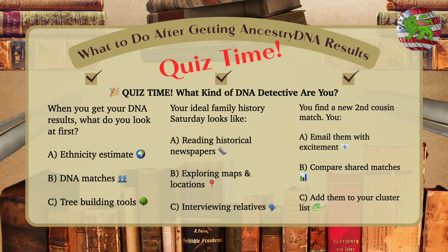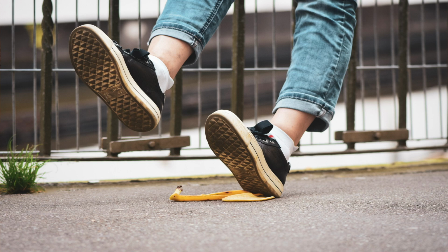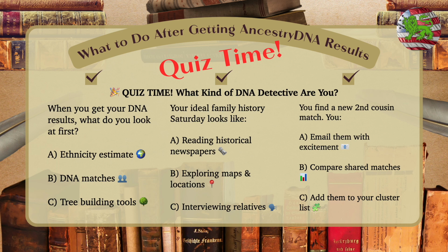All right, question 1. Actually, sorry, I'm only going to ask you 3 questions. Oh boy. Okay, so here you go, 3 questions. When you get your DNA results, I love you guys for following me this far. What do you first look at? Okay, when you get your DNA results, what do you look at first? Okay, A, your ethnicity estimate, B, your DNA matches, or C, your tree building tools. Okay, got your answer? Great. Question number 2.